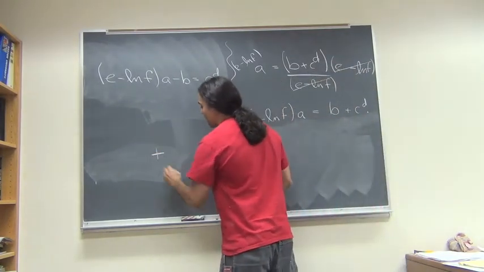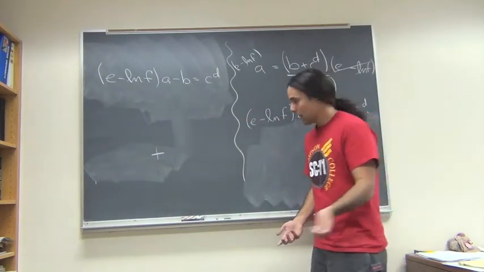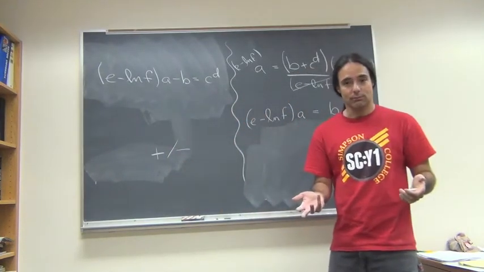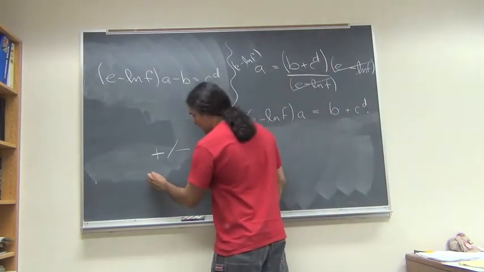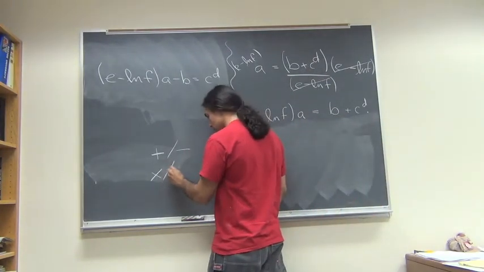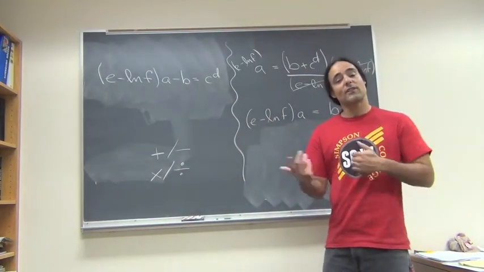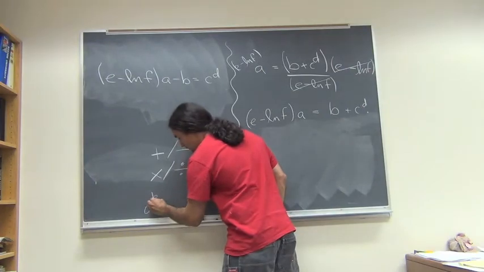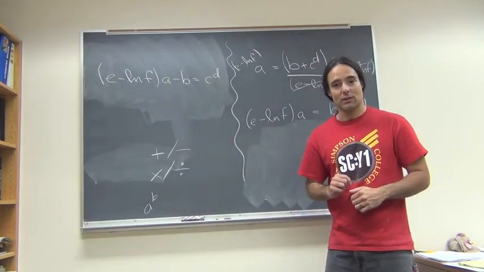So if I were to ask you what the opposite of addition is, you'd say subtraction. Right? Opposite of addition is subtraction. What's the opposite of multiplication? Most of you are probably thinking the opposite of multiplication is just division. Okay. What's the opposite of exponentiation? So if I were to take a to the b, what's the opposite of that? How do I undo exponentiation?